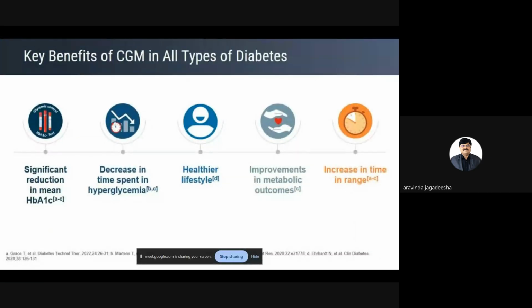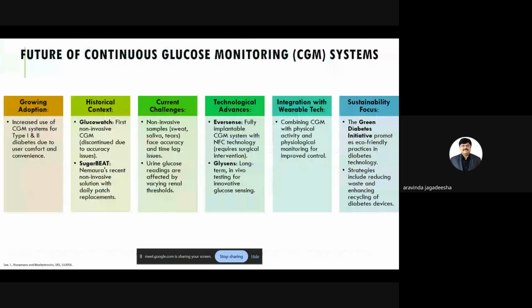So the key benefits of CGM in all types of diabetes: significant reduction in mean HbA1c, decrease in time spent in hyperglycemia, healthier lifestyle, improvements in metabolic outcomes, increase in time in range. The future of CGM systems: there is growing adoption, and historical contenders like GlucoWatch and SugarBeat. Current challenges: non-invasive sample testing. Technological advances: we have Eversense, a fully implantable CGM system with NFC technology.